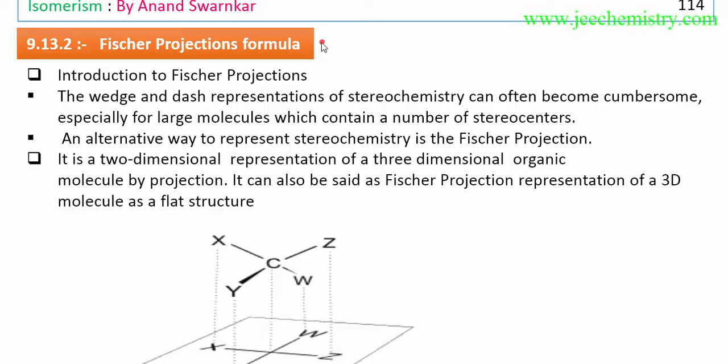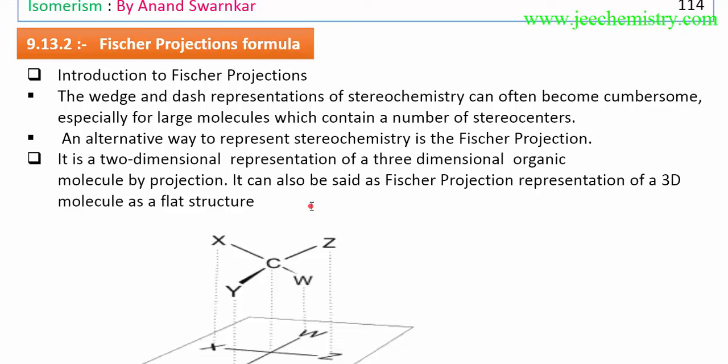Fisher's projection formula, the same thing as the Fisher projection. In the Wedge-Dash projection formula, we can represent only one stereocenter, one chiral carbon. If any compound has more than one chiral carbon, more than one stereocenter, then it is difficult to represent the three-dimensional view in the two-dimensional plane. That's why the Fisher's projection formula comes into the picture.